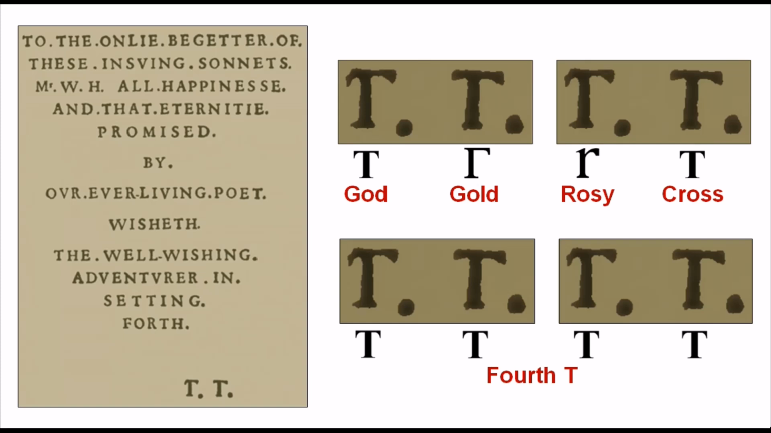Now here's the thing. The message God, gold, rosy cross, and 4T or 4th T only appears in the dedication this one time. It doesn't appear 3 times like with the cover and the verse. So why is it only here once?